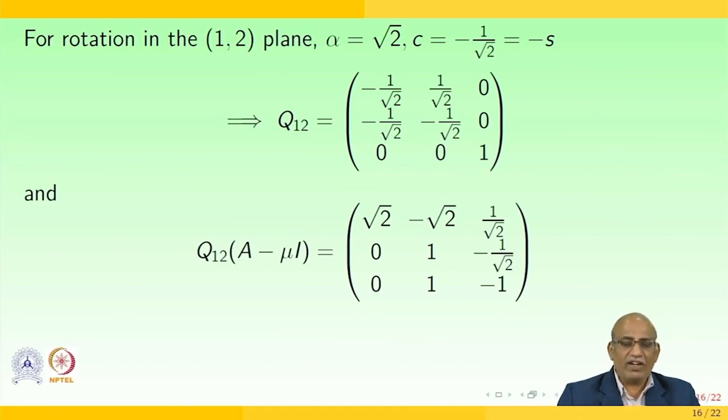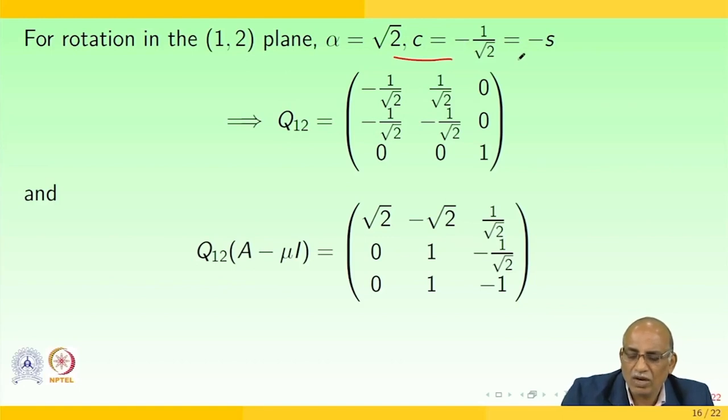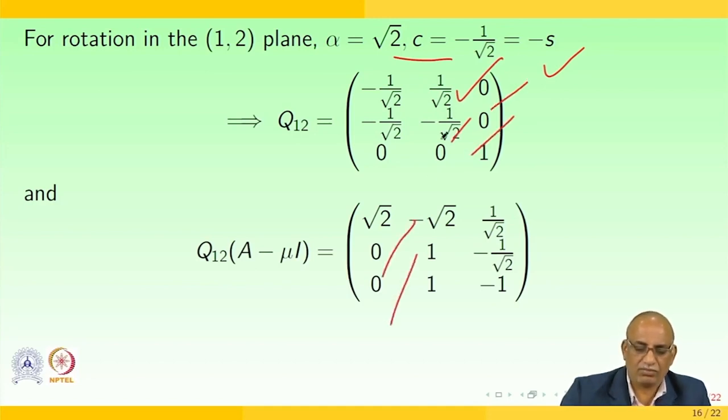Well, for rotation in the 1-2 plane, you write alpha is equal to root 2 and c is equal to 1 by root 2, and s is equal to minus 1 by root 2. So, Q12 is equal to the matrix 1 by root 2, minus 1 by root 2, 0; 1 by root 2, 1 by root 2, 0; 0, 0, 1. This is the form you get.